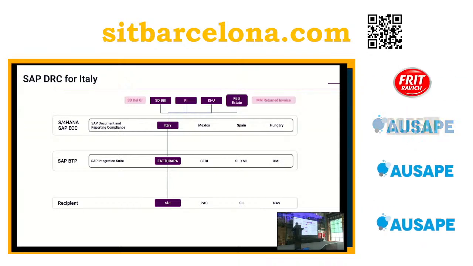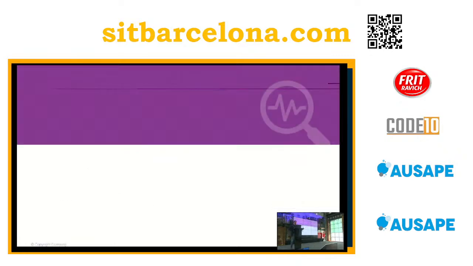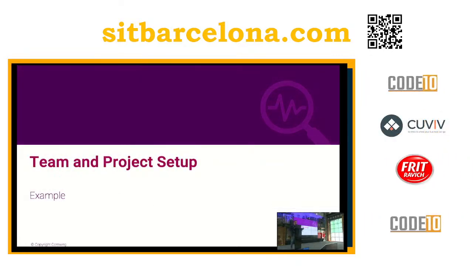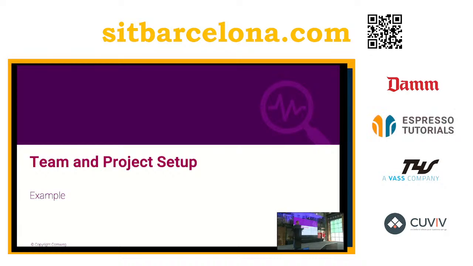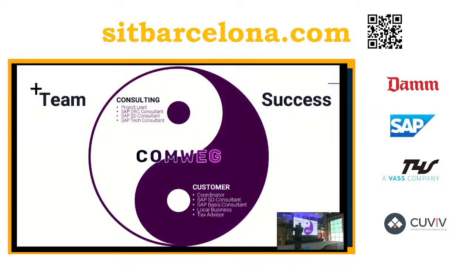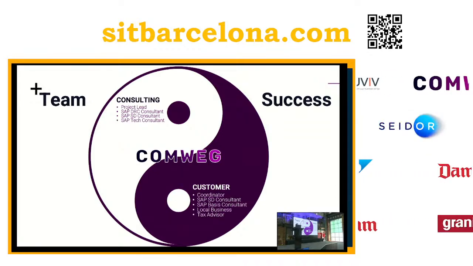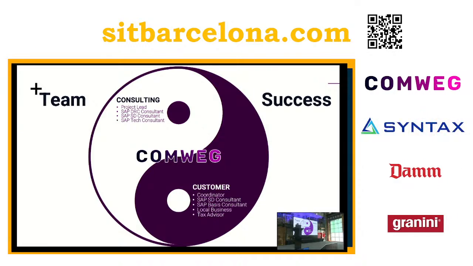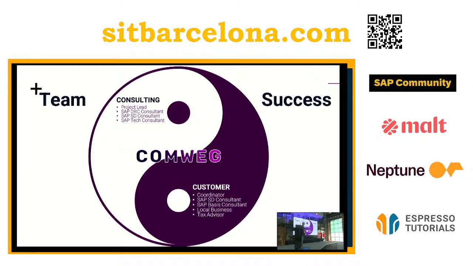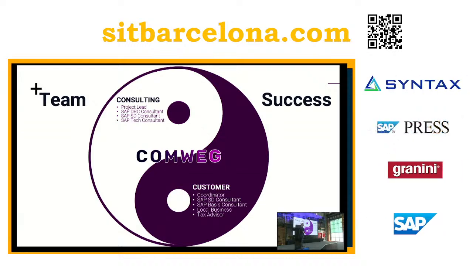All right, let's move forward to the team and project setup, and an example of how we succeed with our customers. When you have an implementation of SAP Document and Reporting Compliance, you have to work tightly together with the customer. This means the local business must always be involved in the project. You cannot succeed doing this alone.